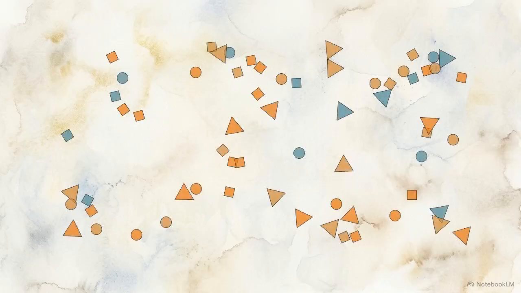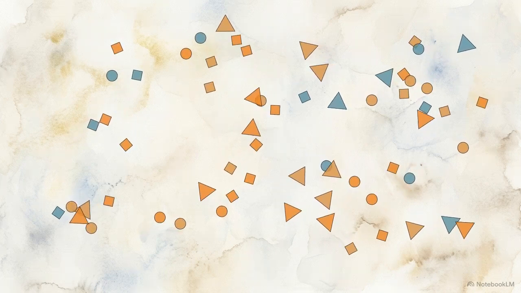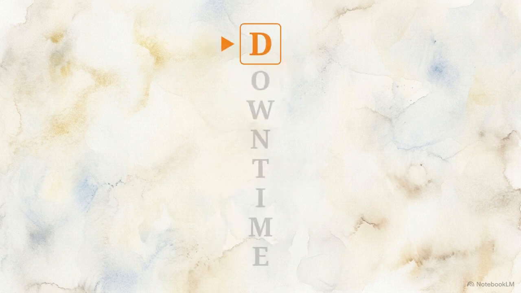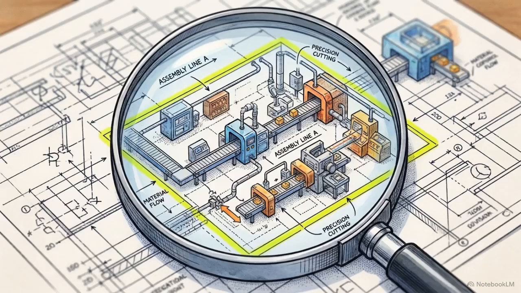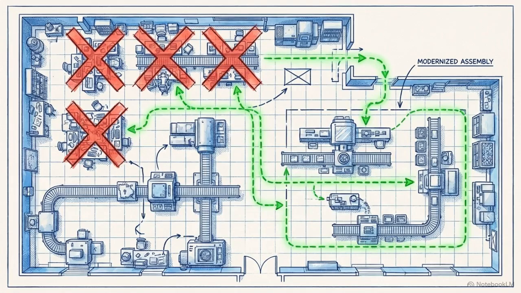To diagnose these hidden drains on capacity, industrial engineers utilize the 8 wastes framework, known by the acronym DOWNTIME. This serves as a forensic diagnostic tool for systemic redesign. We are going to use these 8 categories as a lens to deconstruct a standard process. We will expose the hidden inefficiencies inside an operation and connect raw observation to targeted structural changes.